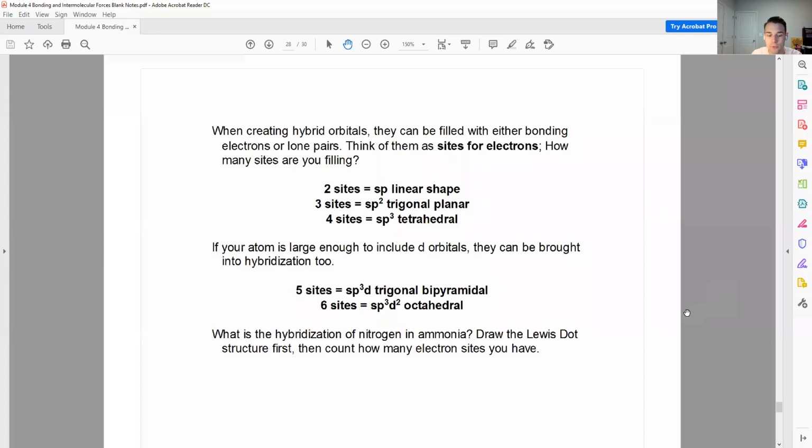That's all we have to do with this. Count up the sites around it. If it asks for the electron geometry, it's related. Okay. Something that I've thought that's helped in the past, if you look 2 sites sp, count up the exponents and that will tell you the sites. sp, 1 and 1 is 2 sites. sp2, 2 and 1 is 3 sites. sp3, 3 and 1 is 4 sites. So that's just something that can help you.